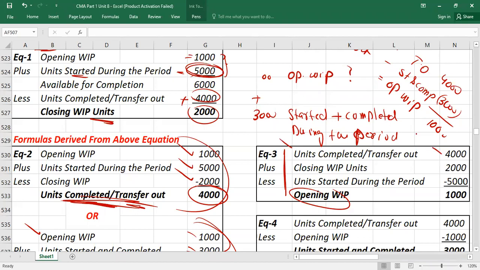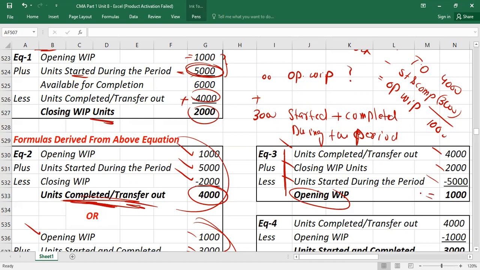Units completed, which are 4,000, plus closing work in process, which is 2,000, minus what? Units started during the period, which is 5,000. You will get opening work in process of how many units? 1,000 units.